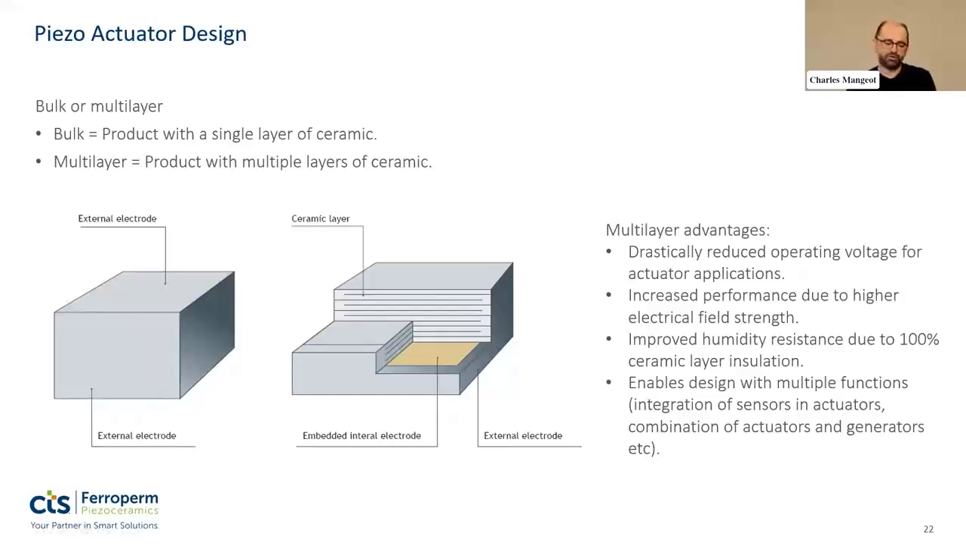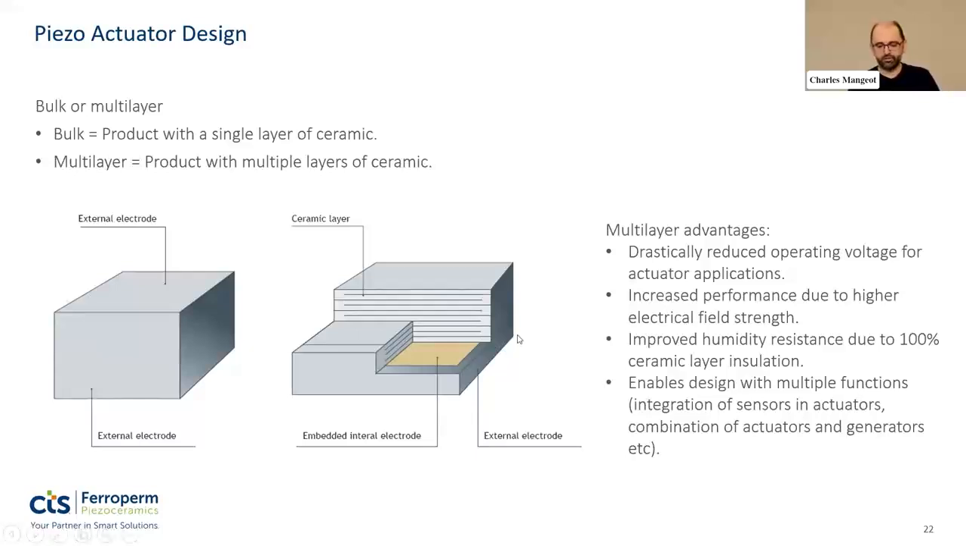At the same time, you can apply a higher field on the material. That means more electrical stress that results in higher strain. And also you encapsulate, so the active material is surrounded by inactive material that acts as protection against the environment.